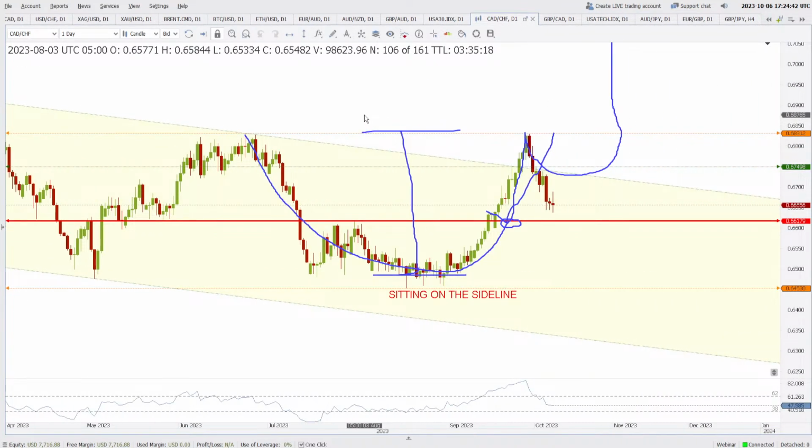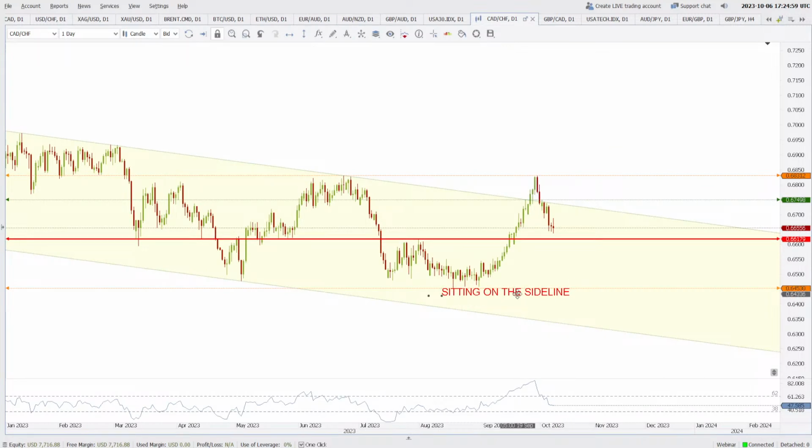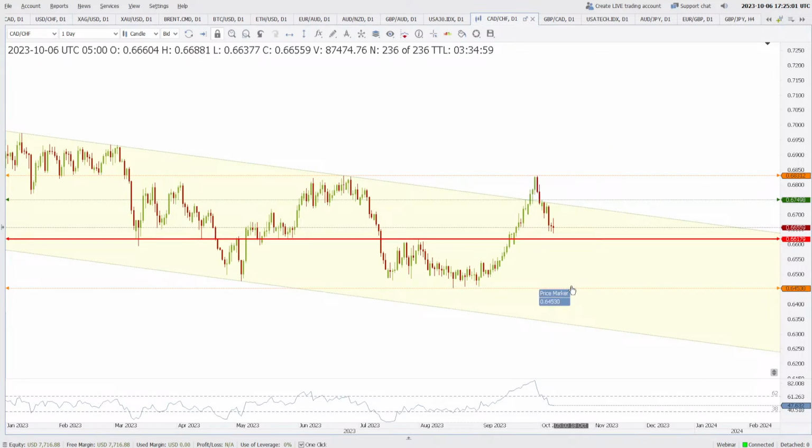So the Canadian dollar against the Swiss franc is right now trading at 0.6655. The support is around 0.6617. So there's a lot to look at. This one is still possible. The sideline is over now. We will be actively buying this market at around 0.6617.